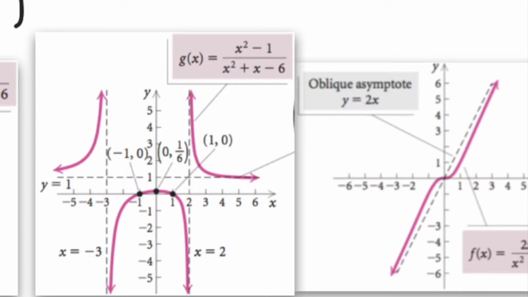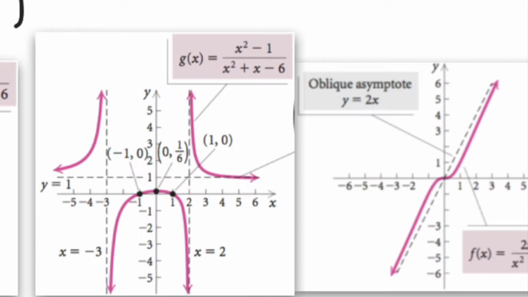You can also find the y-intercept by plugging in 0 for x, and you get negative 1 over negative 6, which is positive 1/6. That's how you get this point, (0, 1/6). It's an easier point to find.